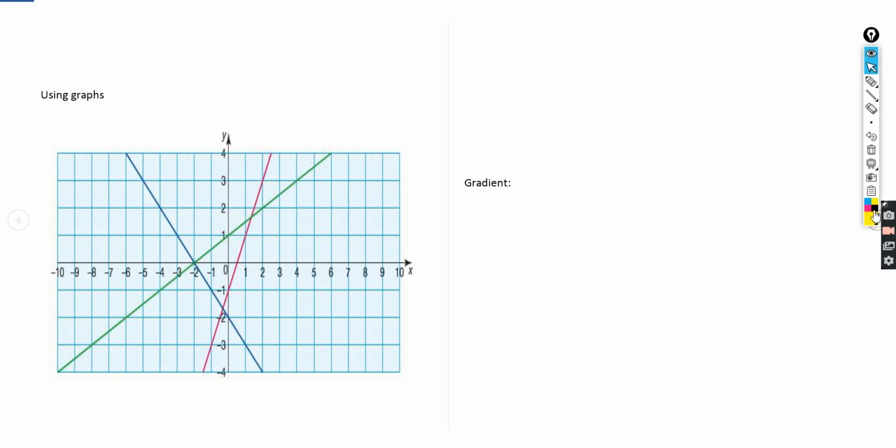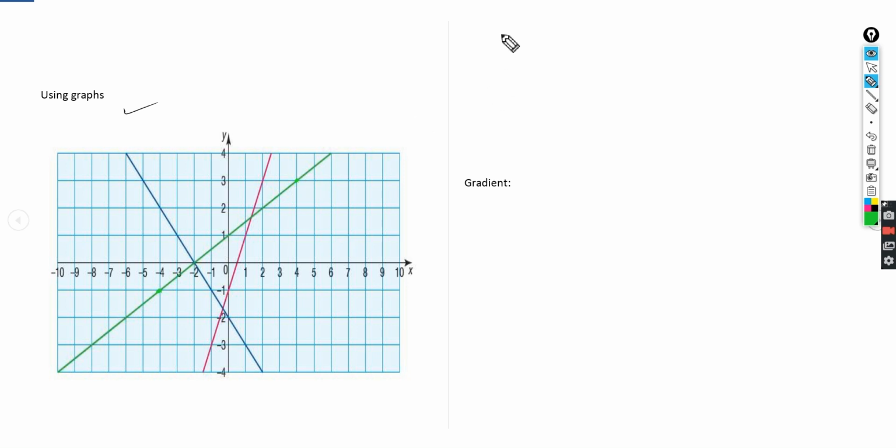But now we just have simple lines over here. If you see, we have lines given to us and we have to find gradients from them. So we'll use this graph and see how we can find gradients. First things first, let's take the green line. Let's take any 2 points from this green line, right?